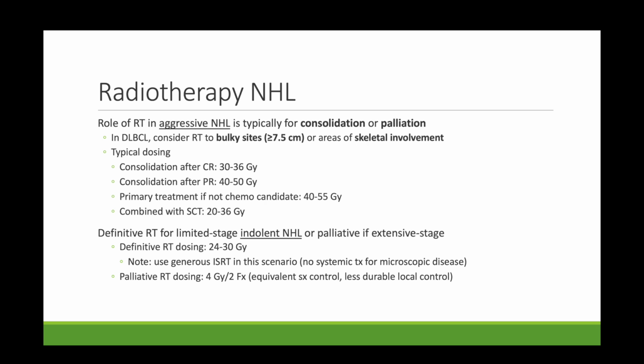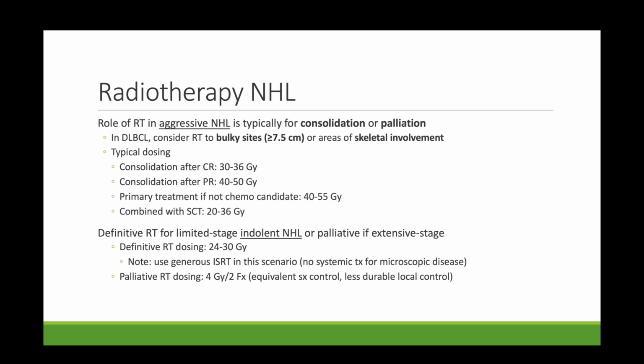In consolidation, we can consider radiation if we have bulky sites that are 7.5 centimeters or larger, or if there are areas of skeletal involvement. And in terms of typical dosing, we can consider 30 to 36 gray if we're using it for consolidation after a complete response. If patients have had a partial response, then we can do 40 to 50 gray.